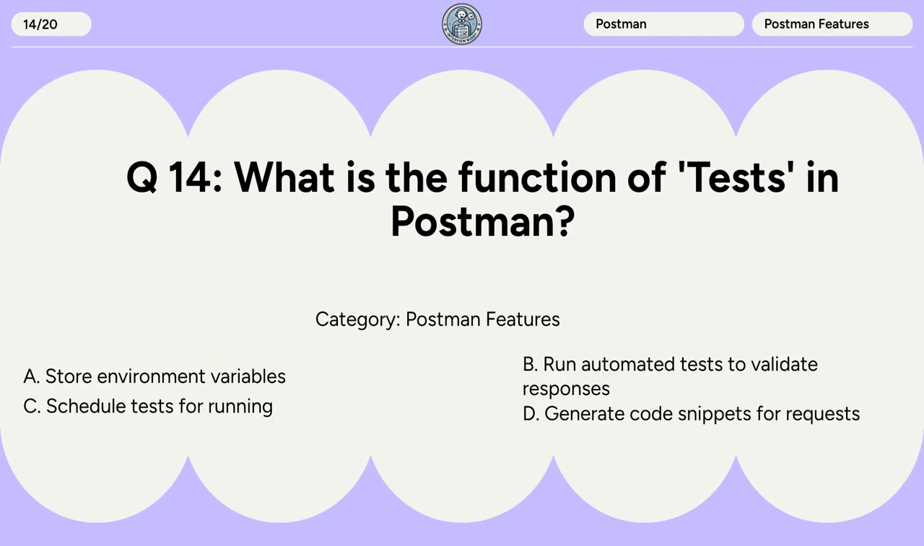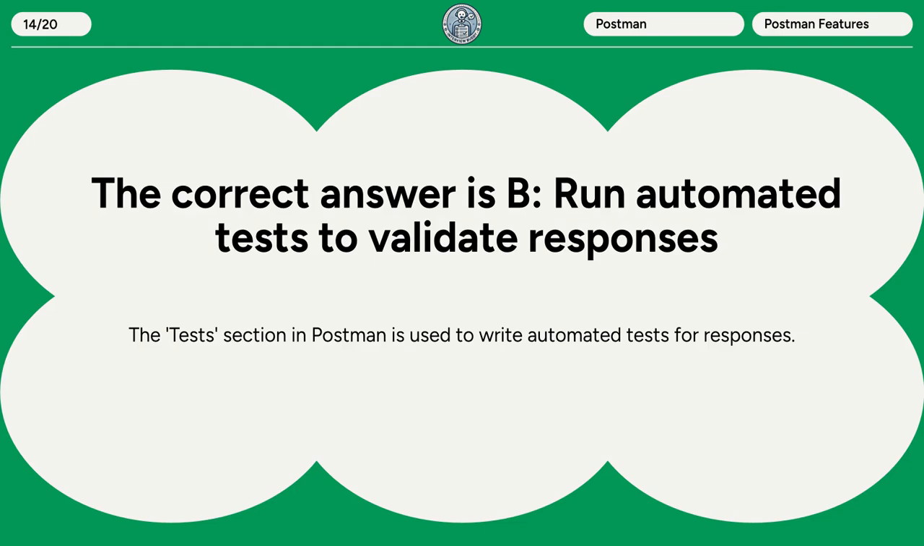Question 14. What is the function of tests in Postman? A. Store environment variables. B. Run automated tests to validate responses. C. Schedule tests for running. D. Generate code snippets for requests. The correct answer is B. Run automated tests to validate responses. The Tests section in Postman is used to write automated tests for responses.